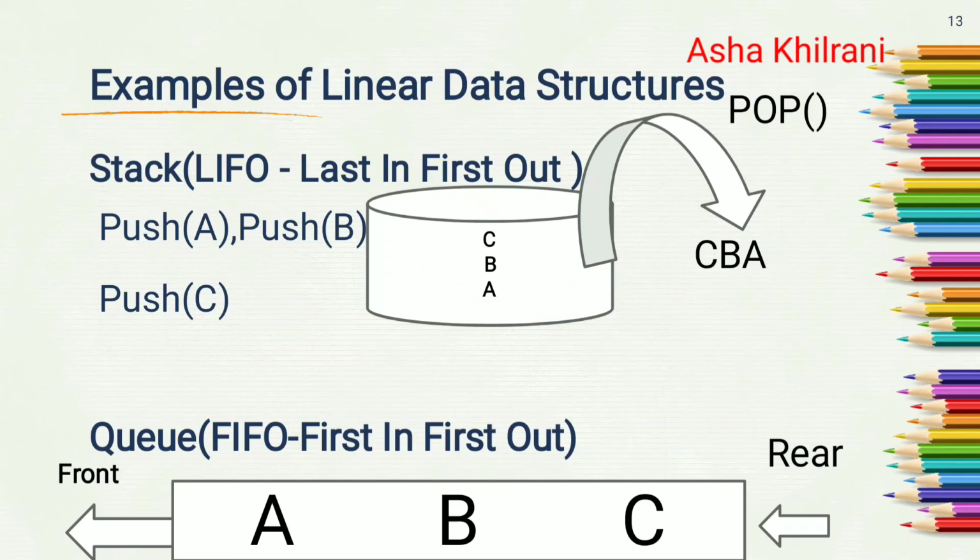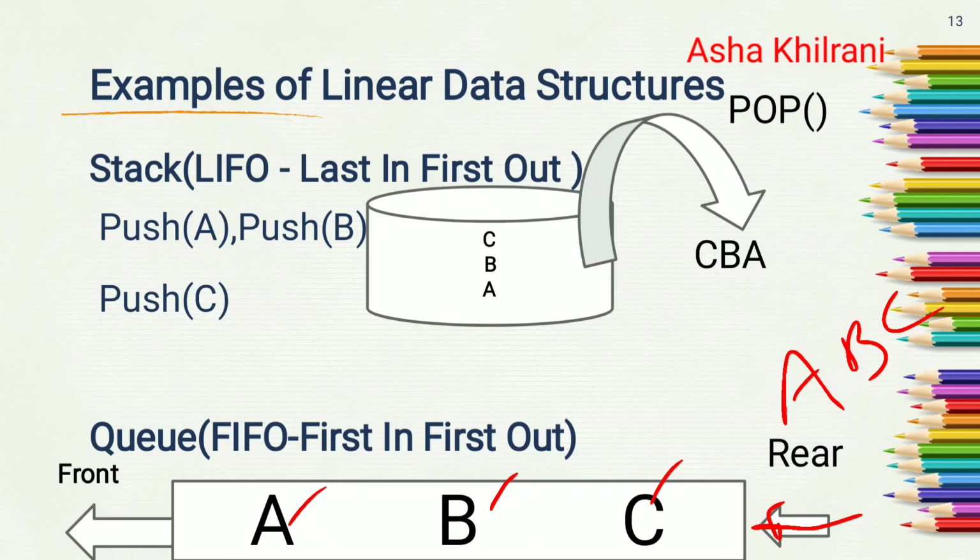The next example of a linear data structure is the queue, and it follows the FIFO mechanism, first in first out. So in this queue data structure you insert data values from the rear side, like if you want to insert A, then B, then C. So A will be the first element of the queue.